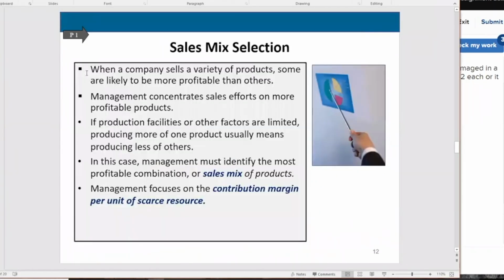Let's talk about sales mix. Most companies make more than one product. Which product should we focus on selling more? Well, we will focus on selling the more profitable products. When a company sells a variety of products, some are likely to be more profitable than others. Management concentrates sales efforts on more profitable products. If we are limited on our production facilities, producing more of one product usually means producing less of others. In this case, management must identify the most profitable combination of products.